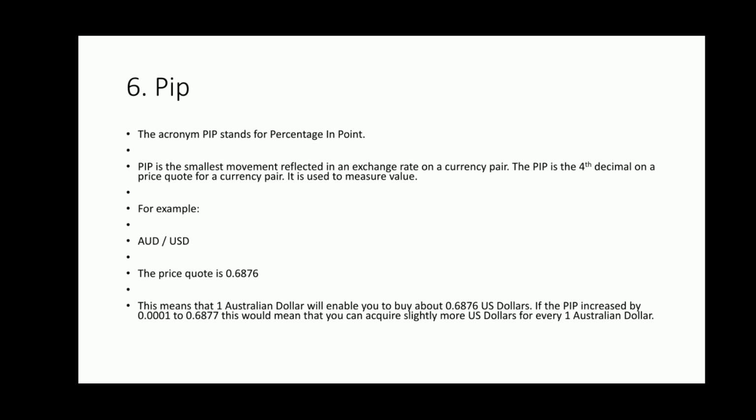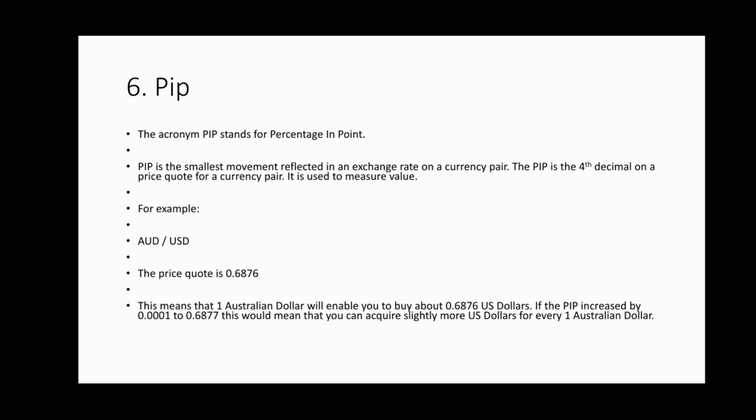Number 6 is pips. You will always hear traders saying, on this trade I caught 30 pips, I caught 280 pips, I caught 1,000 pips. Now you're wondering, what on earth is this person talking about? The acronym PIP stands for percentage in profit. A pip is the smallest movement reflected in an exchange rate on a currency pair. If you look at your chart, when we get to that section, you will understand what I'm referring to. But when you look at your chart, the pip is the 4th decimal on the price quote for a currency pair. It's used to measure the value.